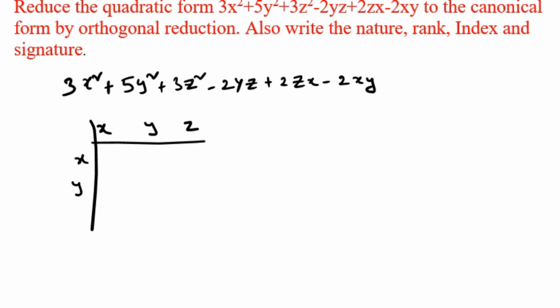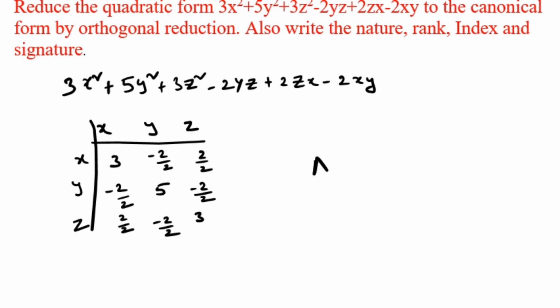The symmetric matrix is obtained as follows. Here the x square coefficient is 3, whereas the xy coefficient is minus 2 and the xz coefficient is plus 2. Now for the xy coefficient, yz coefficient and xz coefficient, you divide by 2. Then the corresponding symmetric matrix A is equal to 3 minus 1 1, minus 1 5 minus 1, 1 minus 1 3.